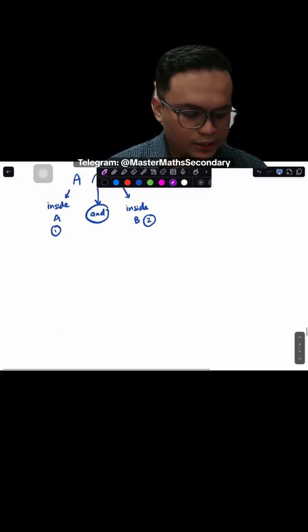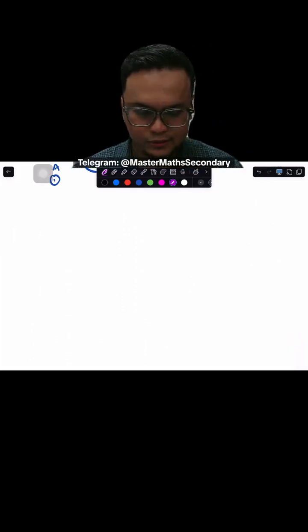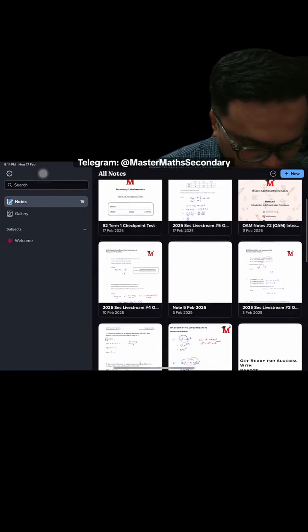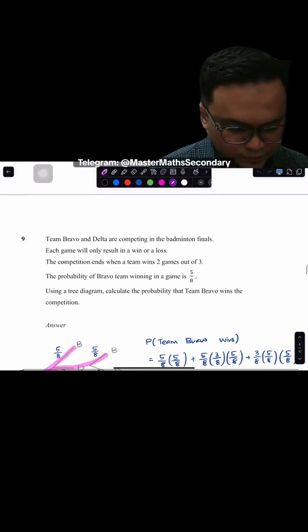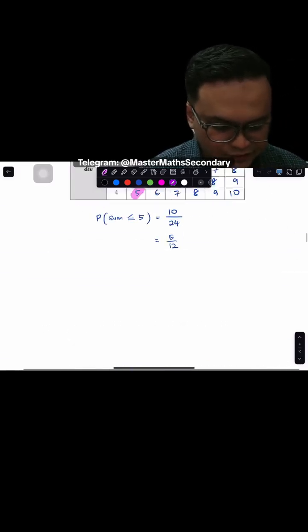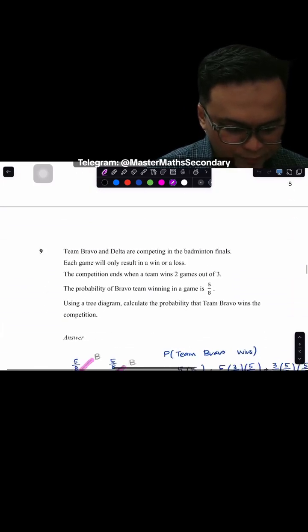Oh, tree diagram, sure. Okay, now tree diagram, let me give you a scenario. What would be a good scenario to do on tree diagram? Okay, maybe we will look into the previous live stream. This was actually taken from the previous live stream. Since you're looking at tree diagram, right? Let's look at one with a tree diagram.